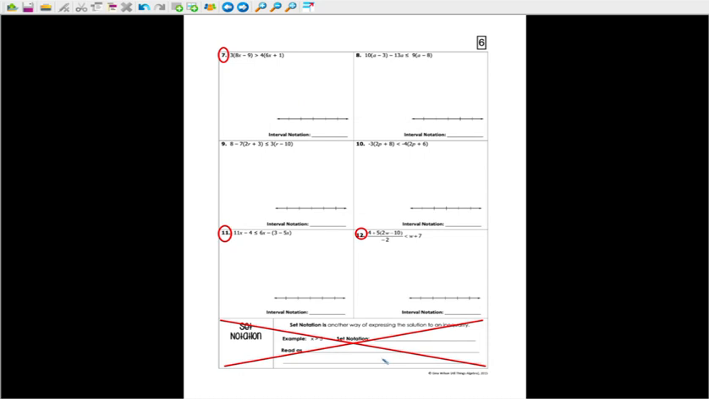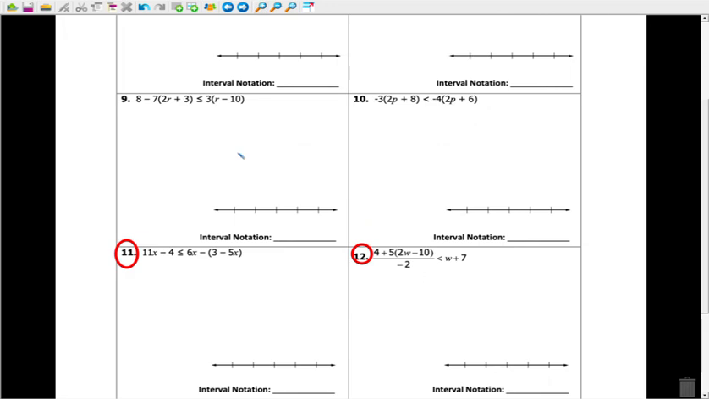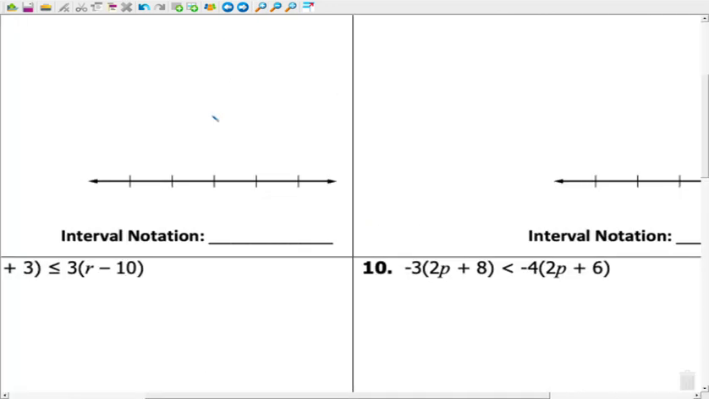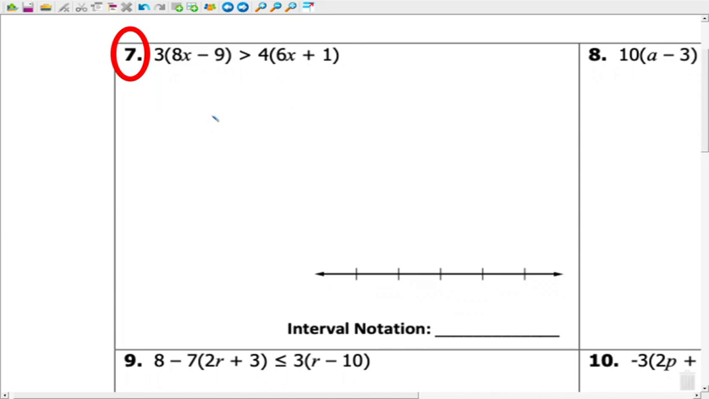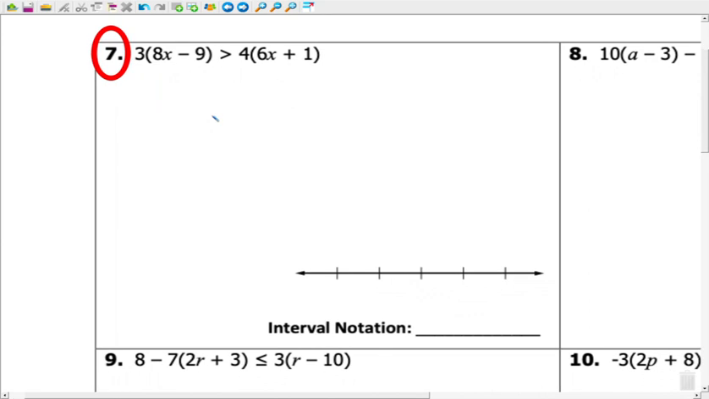We're not going to do set notation at the bottom on the back side, but we are going to look at some special cases. So let's start with number 7. Once more, we start by beginning to simplify with our distributive property. I will have 24x minus 27 is greater than 24x plus 4.